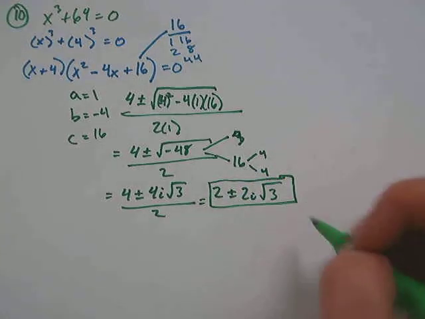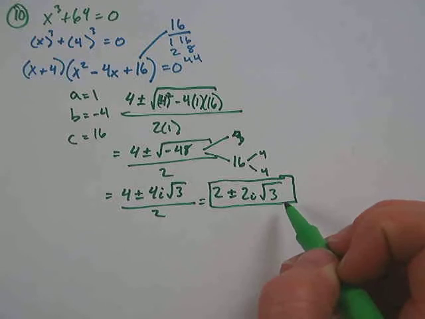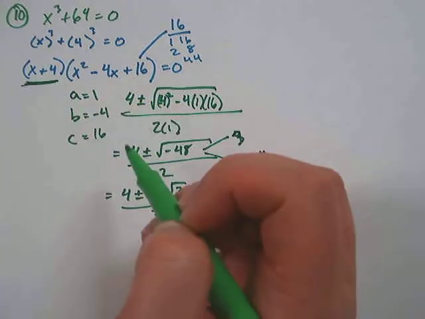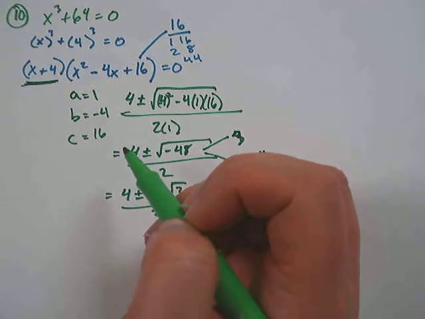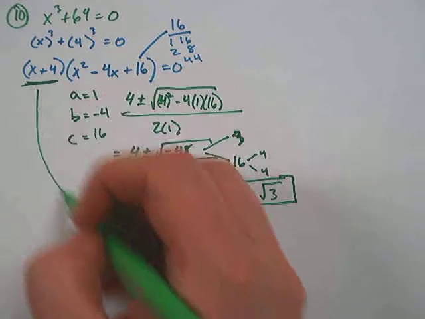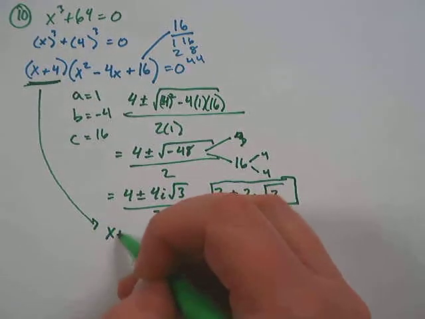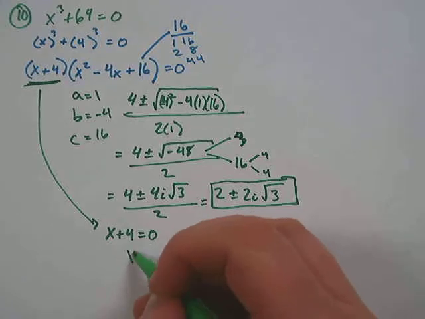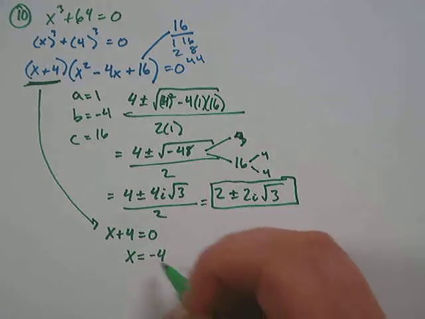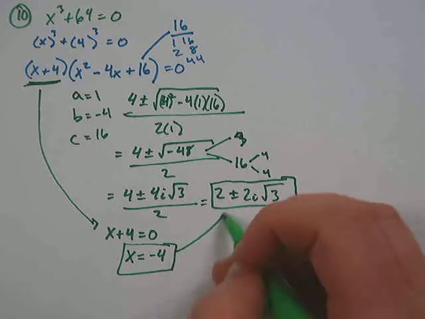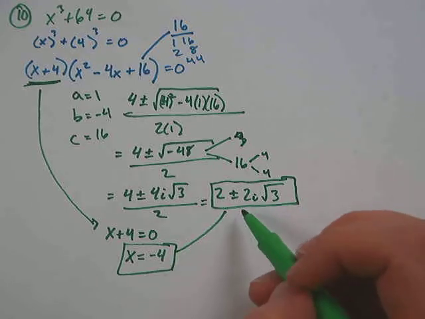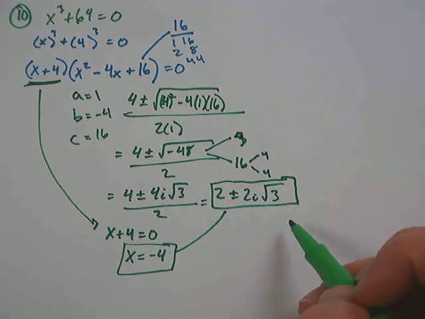So there's two of our zeros. We have 2 plus 2i root 3 and 2 minus 2i root 3. But we can't forget about this term back here. We still have to set it equal to 0. So we have x plus 4 equals 0. And subtracting 4 on each side, we get that x is negative 4. So these are the components of our answer. We have x is negative 4. And we also have x is 2 plus or minus 2i root 3.